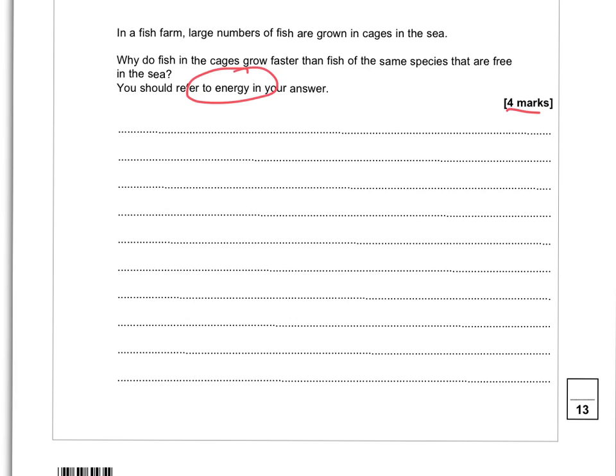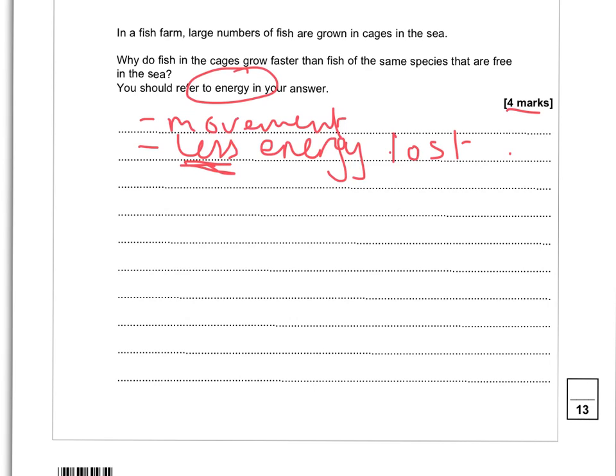Well, firstly, by putting them in cages, movement is restricted. So there's less movement of the fish. That means that less energy is lost from them, because energy needs to be got from respiration, remember. So by restricting the movement, less energy is lost from the fish. Now it says on the mark scheme, do not allow no energy lost, because some will be lost. So it's got to say less energy will be lost from the fish. So 1 mark for that, due to their restricted movement.